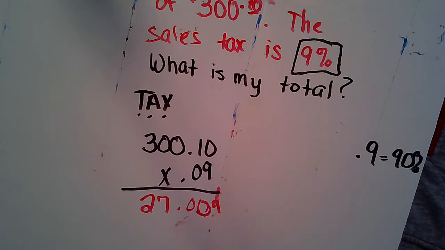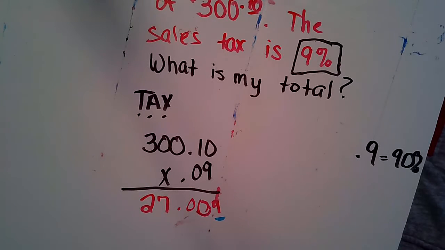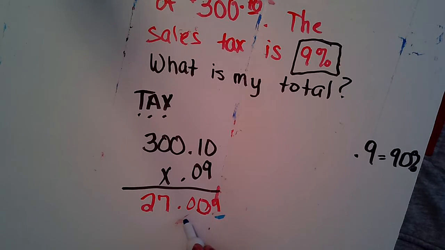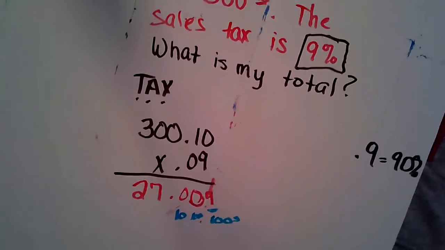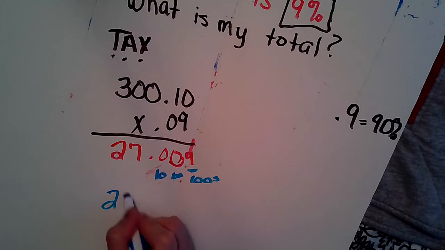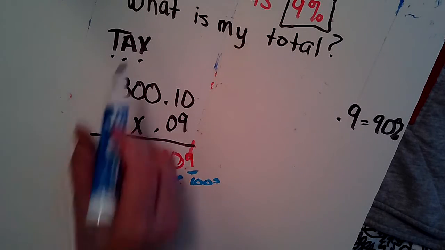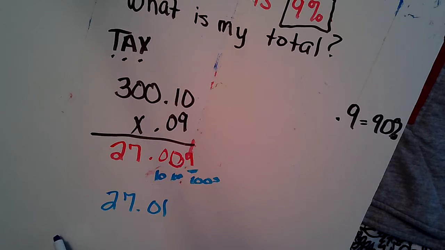Now, this isn't a number that we would use in real life. So what we're going to do is take this 9 and round it up to the nearest hundredth. So this is going to be tens, hundredths, thousandths, okay? That 9 tells us to raise the hundredths, so it's going to be 27.01.